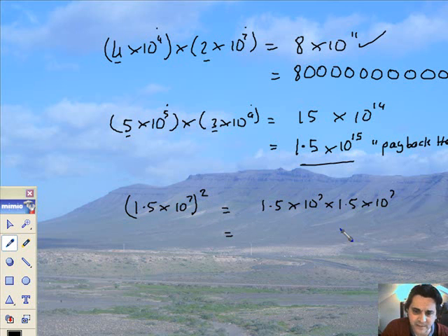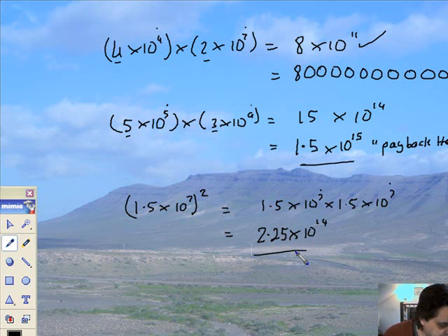Now, no calculator, but 1.5 times 1.5 is 2.25. And I'll tell you why, because I know, and I've committed to memory, that 15 times 15 is 225. Learn that one. Hence 2.25. And now we're free to just add the powers of 10. 7 and 7 is 14. And that's all there is to it.